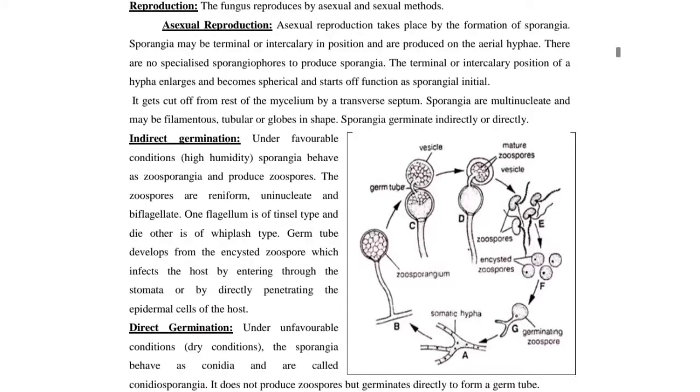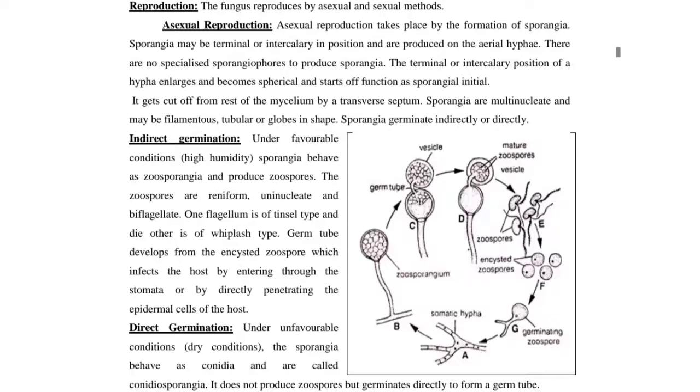Reproduction. The fungus reproduces by asexual and sexual methods. Asexual reproduction takes place by the formation of sporangia. Sporangia may be terminal or intercalary in position and are produced on the aerial hyphae. There are no specialized sporangiophores to produce sporangia. The terminal or intercalary portion of a hypha enlarges, becomes spherical and starts to function as a sporangial initial. It gets cut off from the rest of the mycelium by a transverse septum. Sporangia are multinucleate and may be filamentous, tubular or globose in shape.